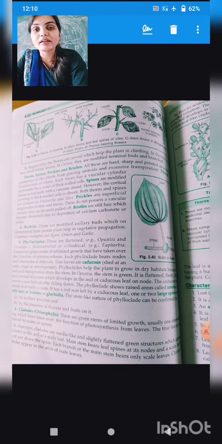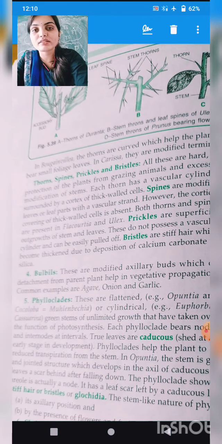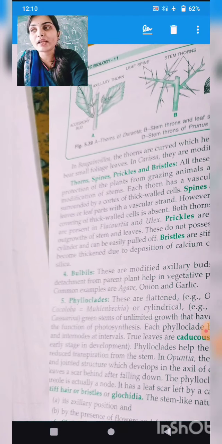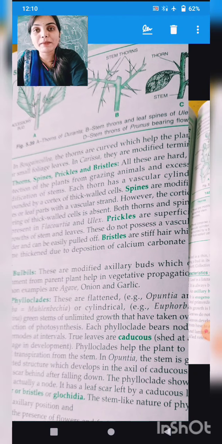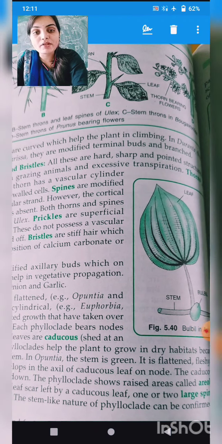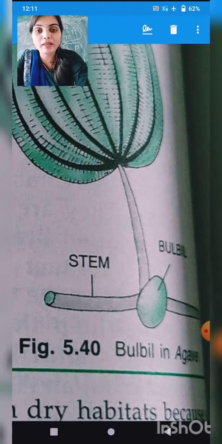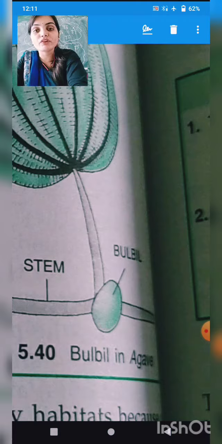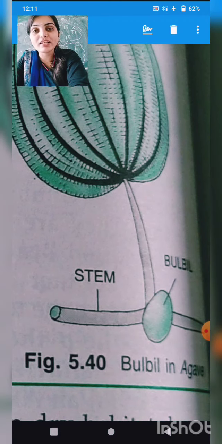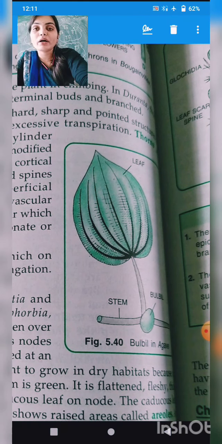Okay, after that you can see the different modifications also. For example, here you can see the stem is modified into thorns and spicules, spines, etc. Okay, now the stem is also modified into bulbils. As you can see, there is a small bulb like structure that is found by the modification of stem at the lower side of the leaf. Okay, you can see in the diagram. So the example of bulbil forming by the stem is the agave plant.